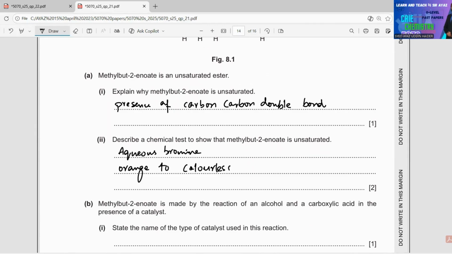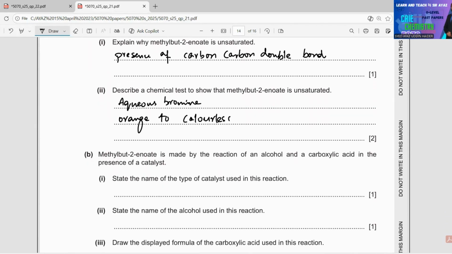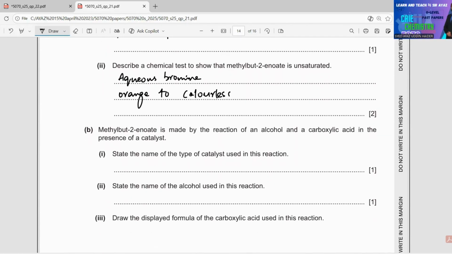Part B. Methyl but-2-enoate is made by the reaction of an alcohol and a carboxylic acid in the presence of a catalyst. State the name of the type of catalyst used in this reaction. Recall this reaction is esterification, and esterification is the formation of ester. During this reaction, acid is used as a catalyst. So you write acid or acidic. Acidic catalyst is used.